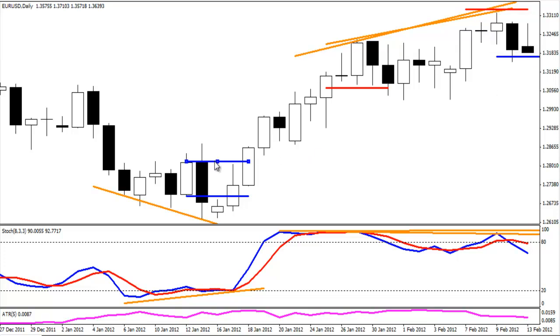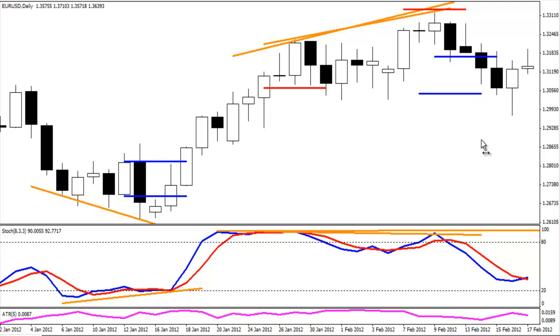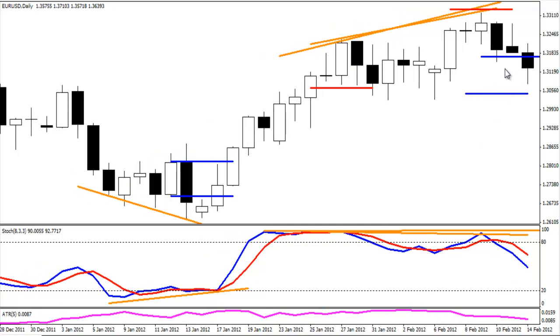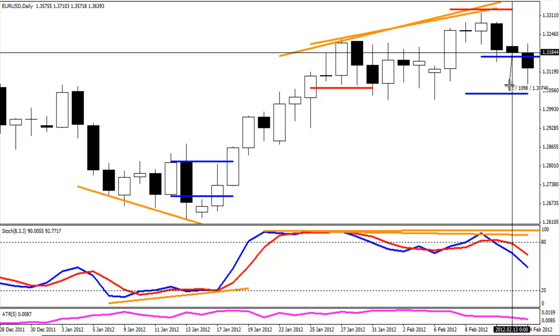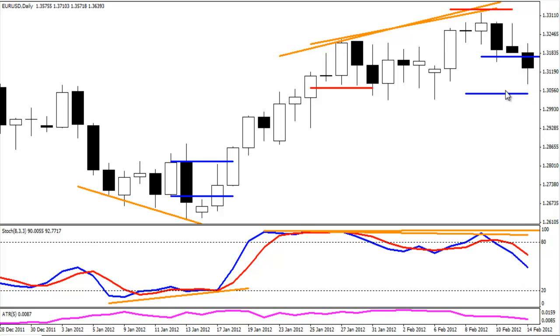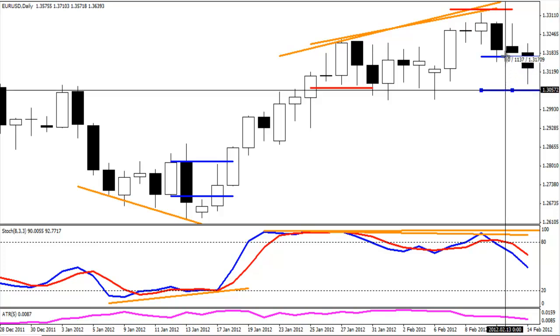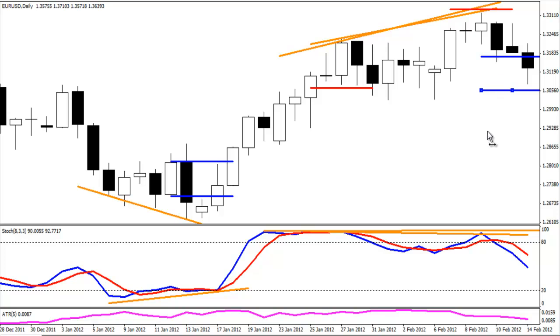We can put our first take profit in place at 117 pips. We can see that's around 117 pips. Our entry, our stop loss, and our first take profit, which is the ATR 5. Of course, we know we're going to trail our stop loss on the second part of the trade.